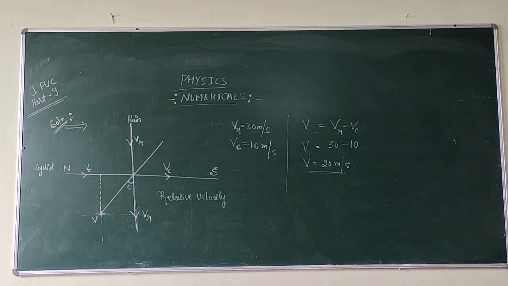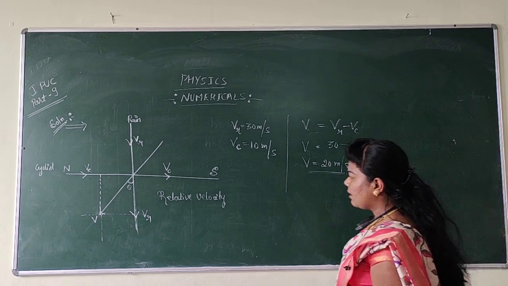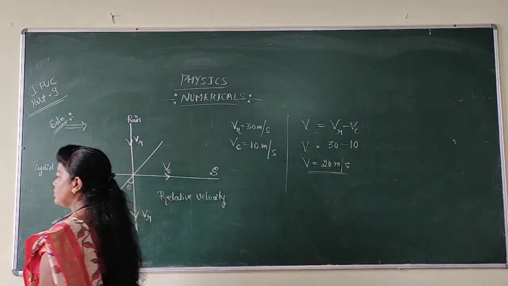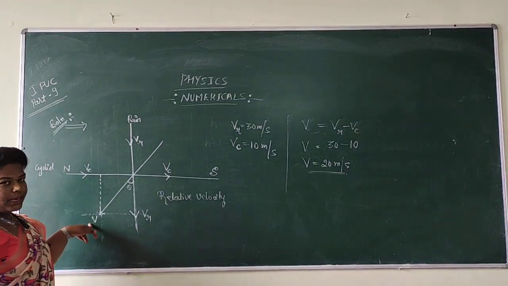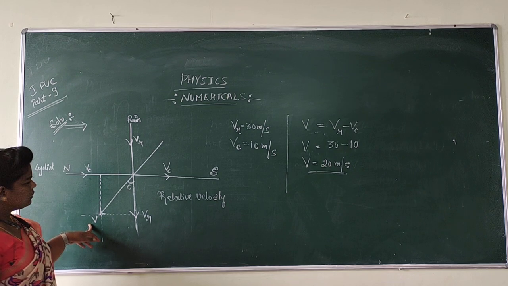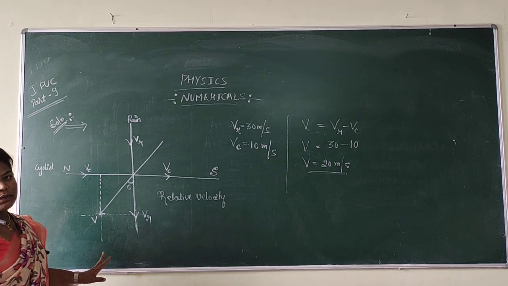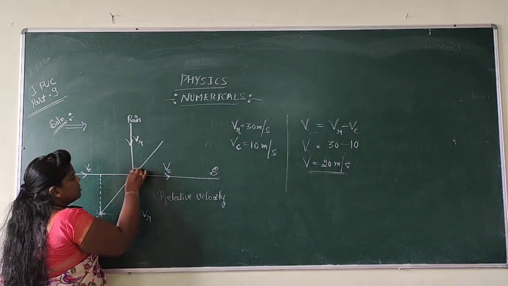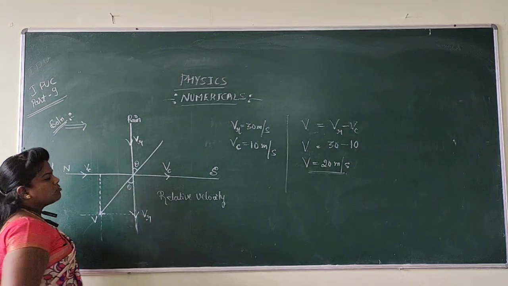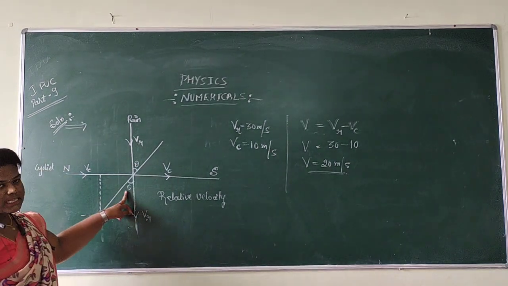Then at which angle exactly is the girl going to hold the umbrella? In which direction is the girl going to hold the umbrella? That we should calculate here now. This is the direction, along the direction of relative velocity. So we came to know that along the direction of relative velocity, the girl is going to hold the umbrella. Through which angle? This is angle theta. According to mathematics, this angle also becomes theta. So we should calculate this angle.